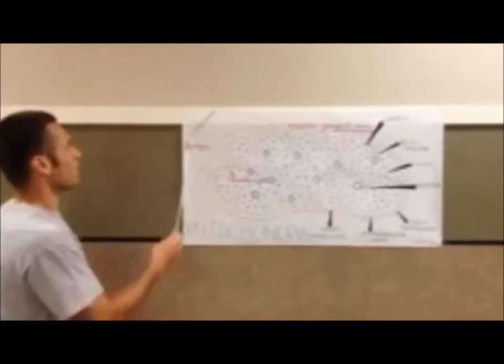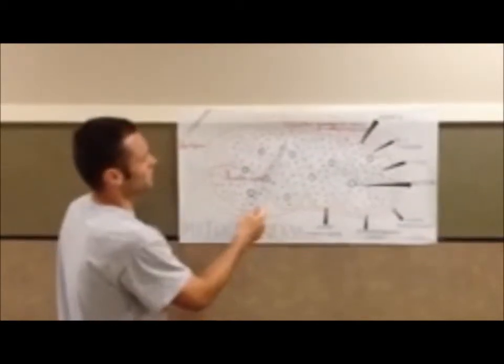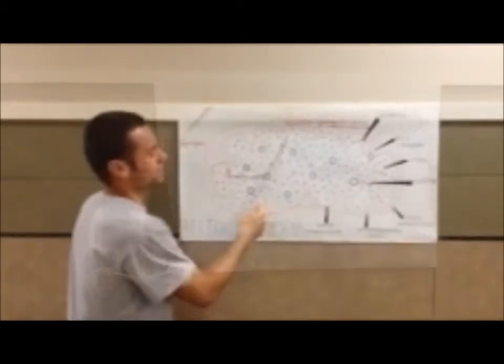The first is glycolysis, which happens in the cytoplasm. The second is the Krebs cycle, which happens in the matrix. And the third is the electron transport chain and chemiosmosis, which happens in the intermembrane space.